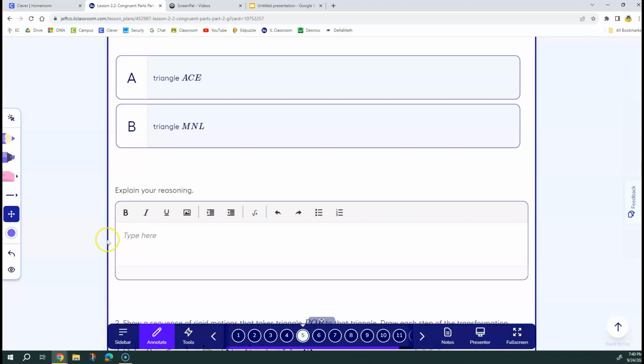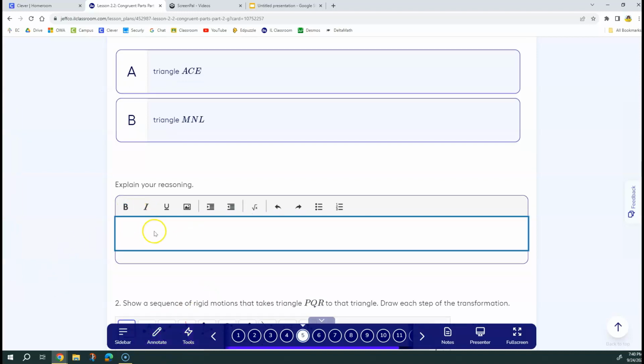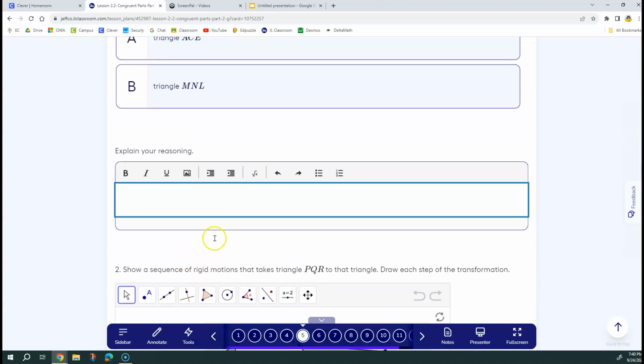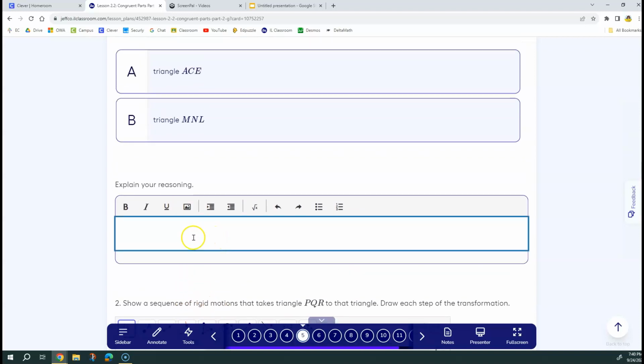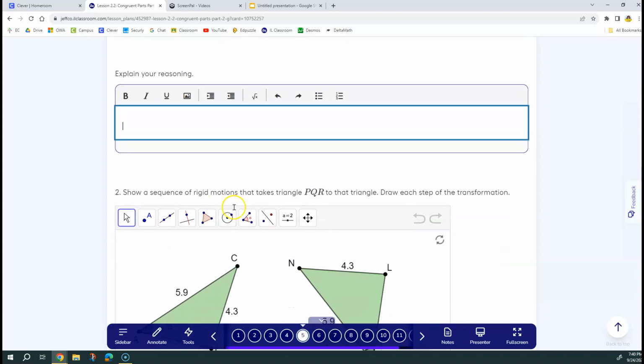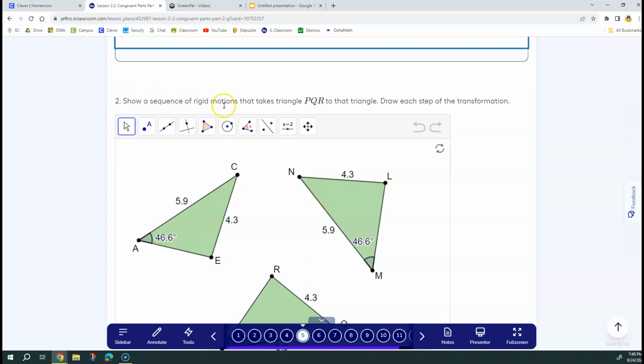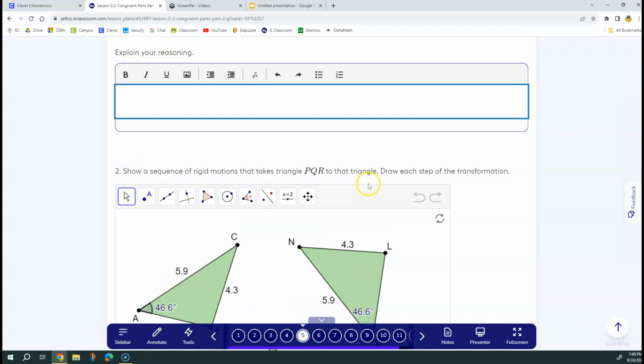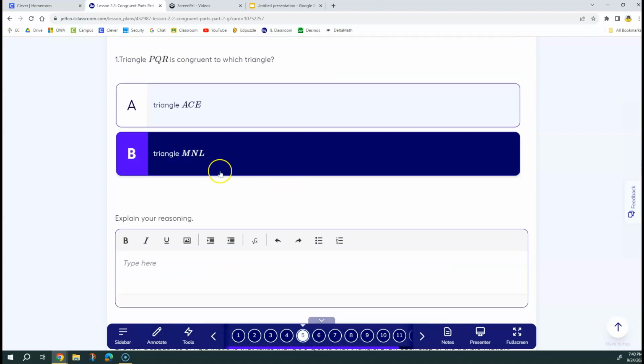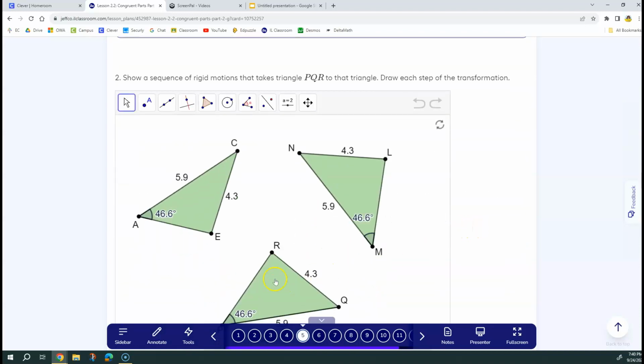Okay, and you can explain your reasoning. If you drew on a paper, you are welcome to take a picture of it and upload it right here. You can totally do that, but take a few minutes to explain how you figured that out. On this piece, you have the same three triangles. Show a sequence of rigid motions that take triangle PQR to triangle MNL. So how do we get PQR to match up with MNL using the transformations?